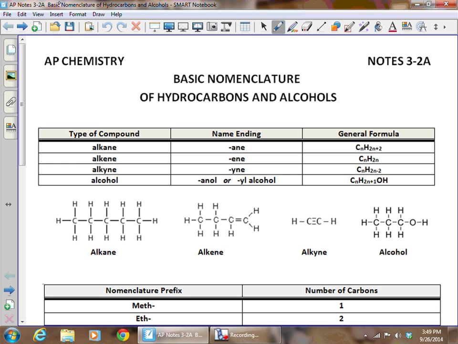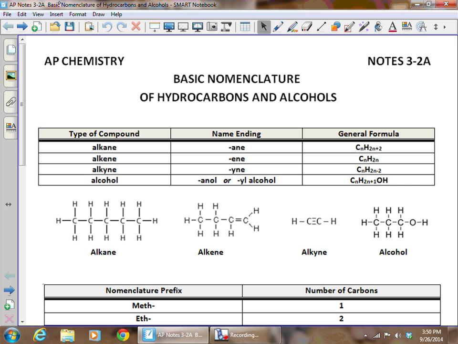Now, there are four different kinds of compounds that we're going to look at being able to write formulas for. We need to know how to write these formulas because very often AP asks for us to write combustion reactions using these compounds. And if we don't know how to write their formulas, we can't write the equation for it. So if you'll look at what we've got here, we've got four different compounds.